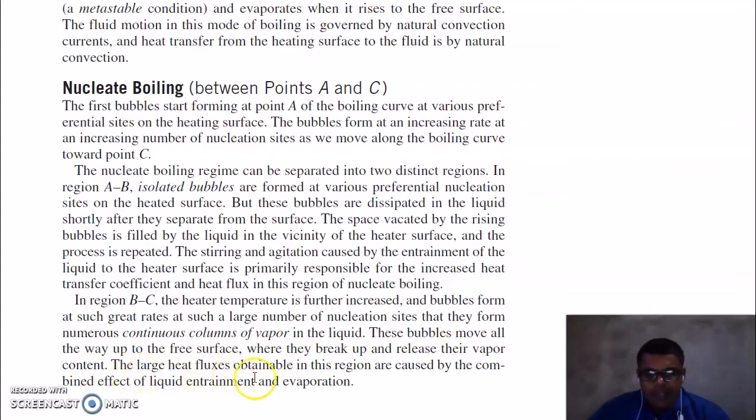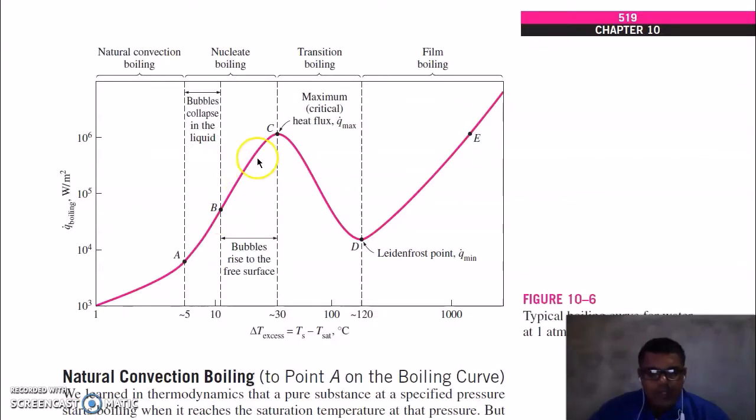The large heat flux obtained in this region is caused by the combined effect of liquid entrainment and evaporation. So from B to C, your heat transfer will increase. This is the maximum critical heat flux at point C. The excess temperature in this case is between 10 to 30 degrees. This is T excess, the difference between the temperature of the surface and the saturation liquid.